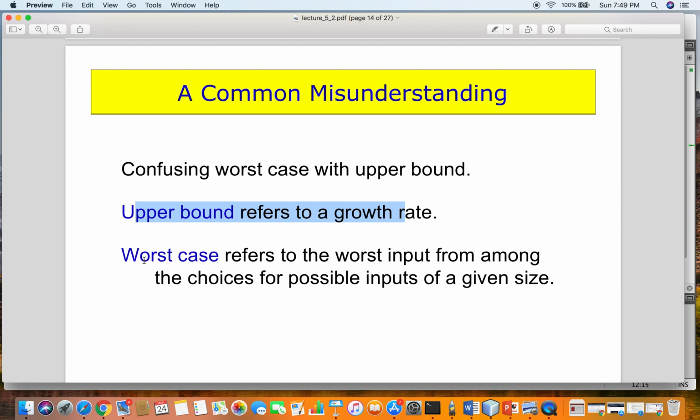So worst case refers to the worst input, but in contrast, the upper bound refers to the growth rate. That is the growth rate of an algorithm: when the data size increases, how the algorithm will perform. So don't confuse worst case with upper bound.